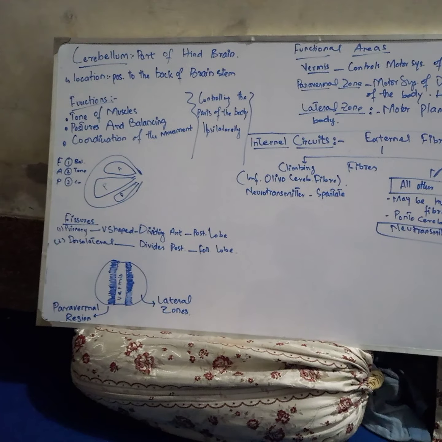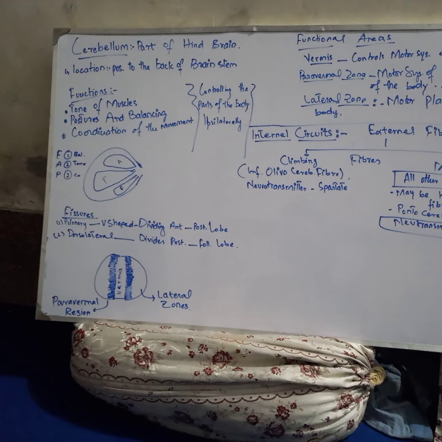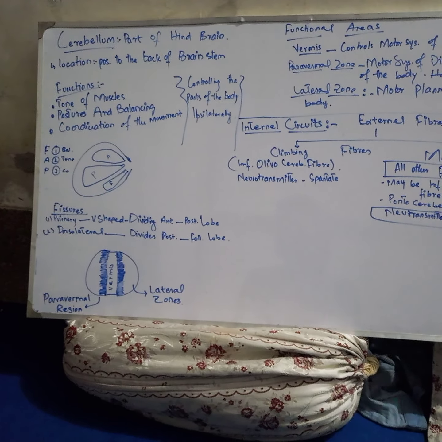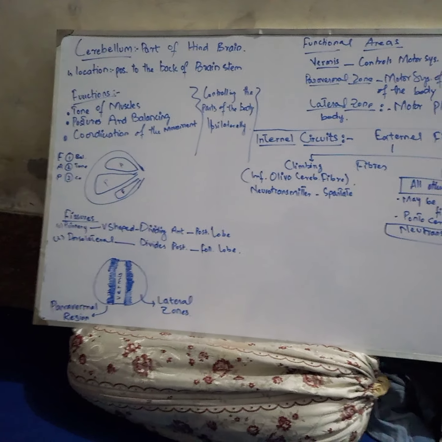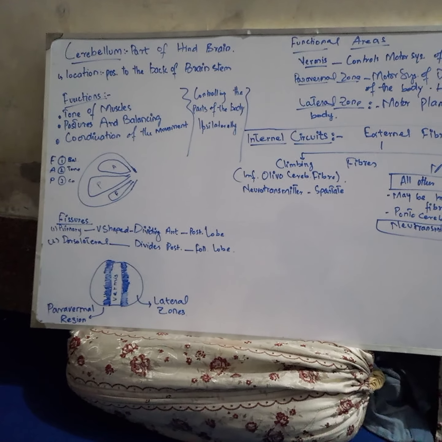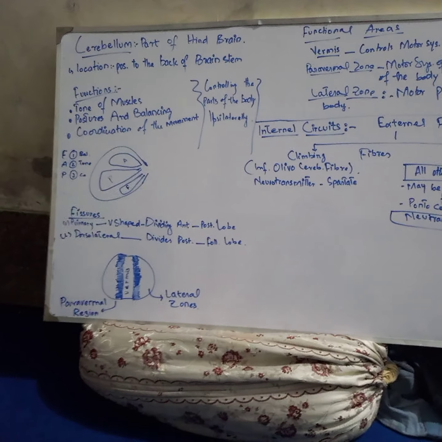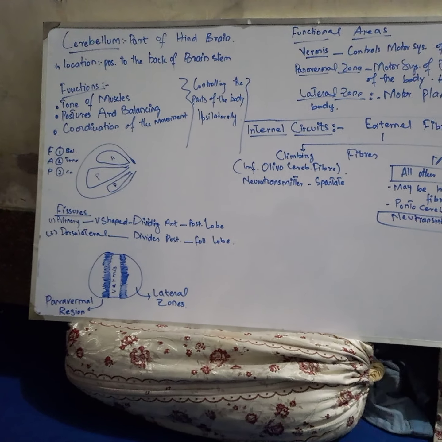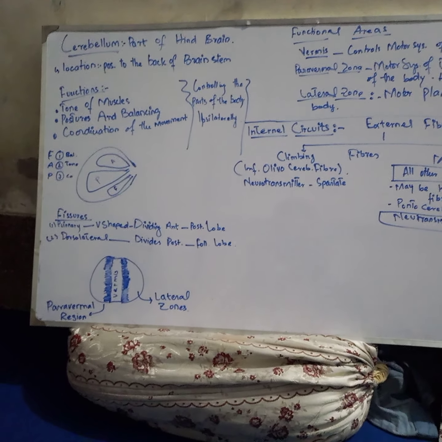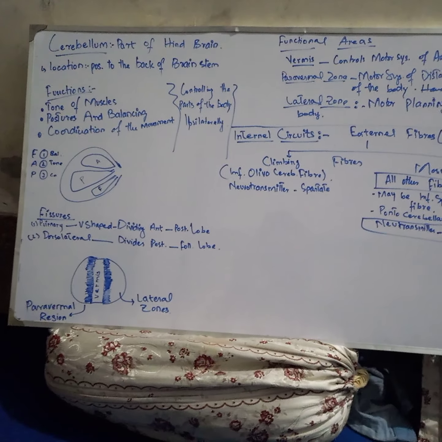Right, so the folliculonodular lobe controls balancing and posture related functions, while the anterior lobe controls the tone of the muscle, and the posterior lobe controls the coordination of movement.